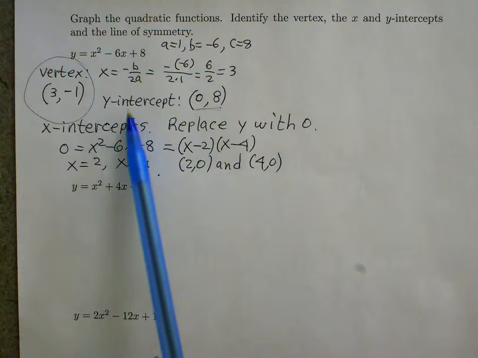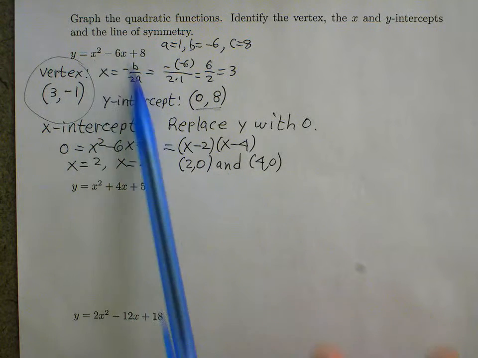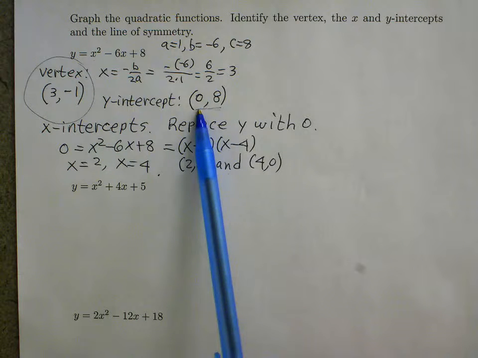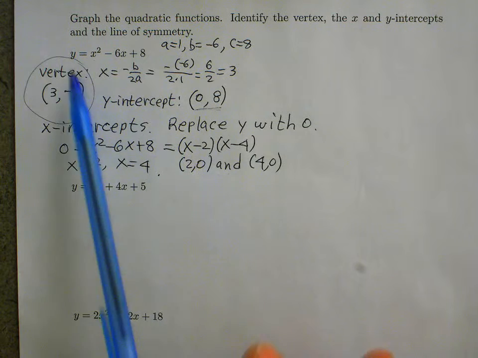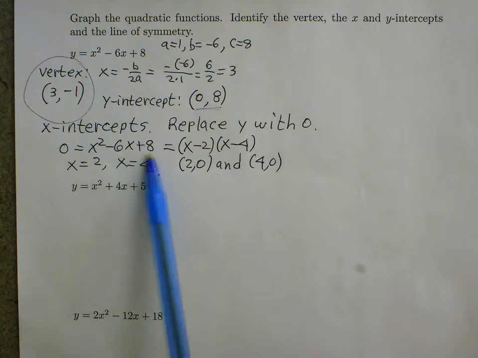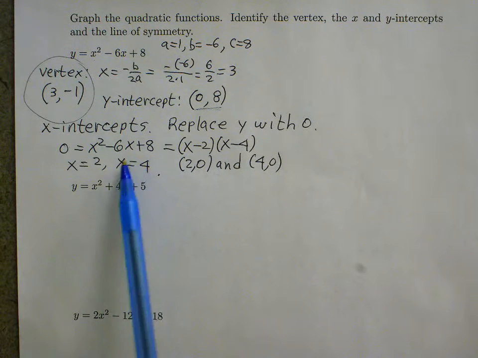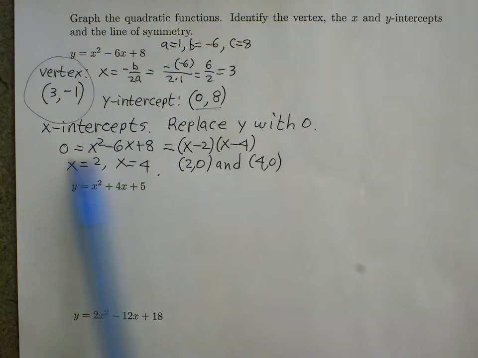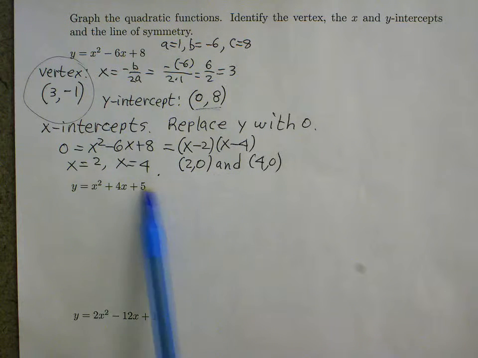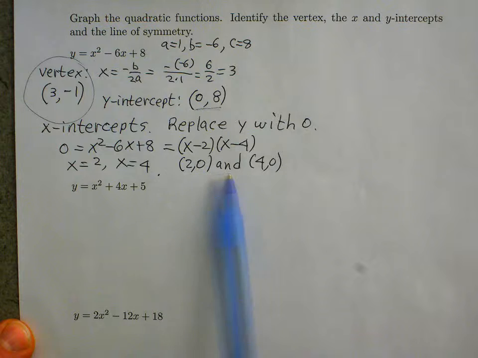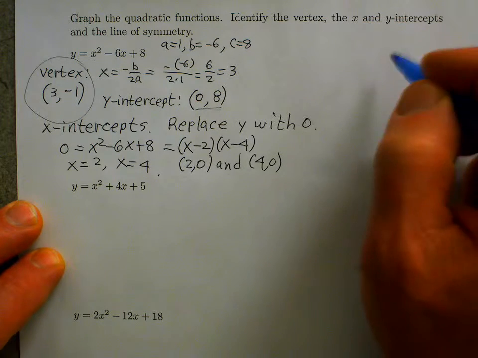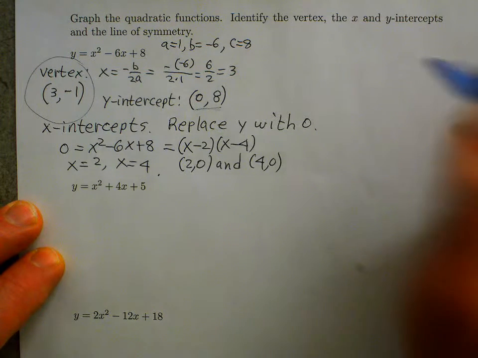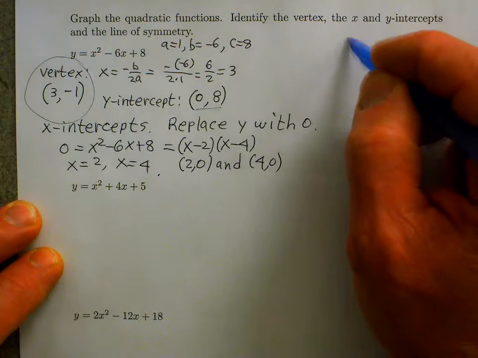To find the y-intercept, just replace x with 0, and we get the y-intercept 0, 8. The x-intercepts: replace y with 0 and solve the quadratic equation. So we were able to solve this quadratic equation by factoring. And the x-intercepts are the ordered pairs 2, 0 and 4, 0. So with all of that information, we can sketch a graph of the parabola.